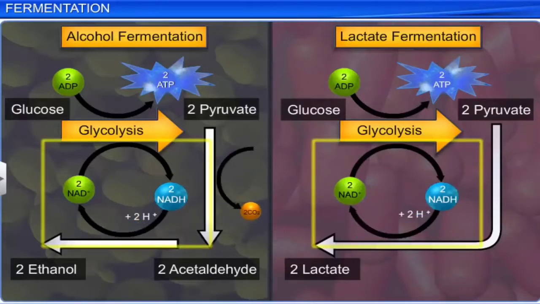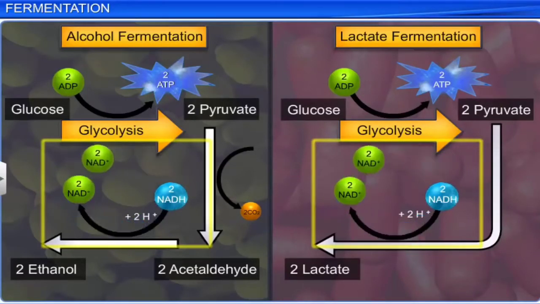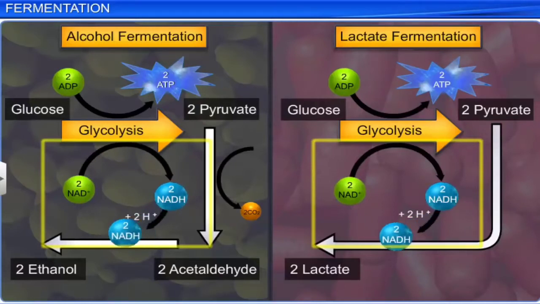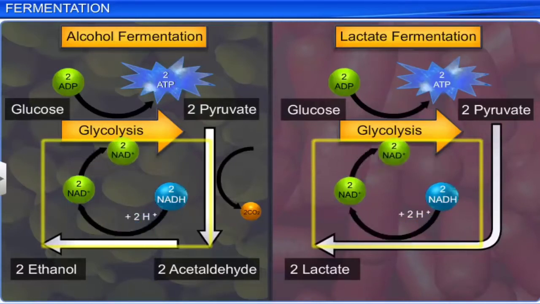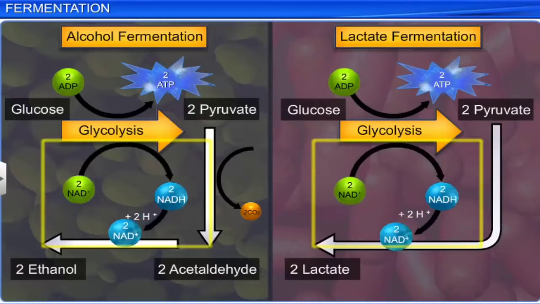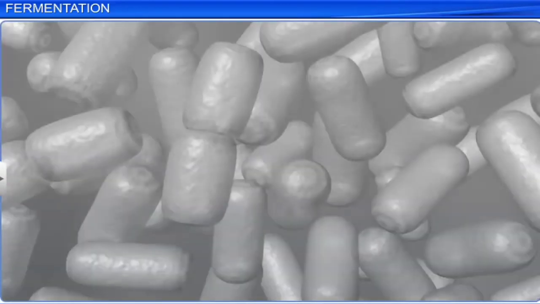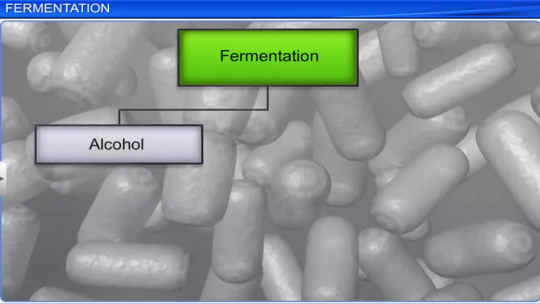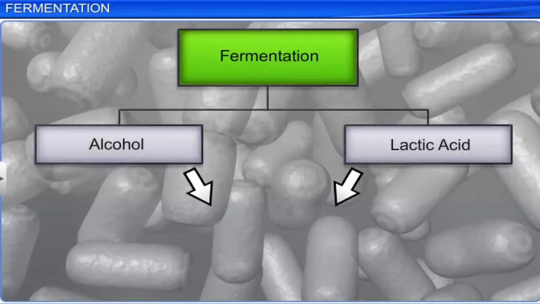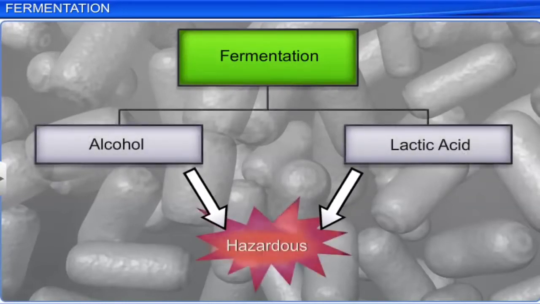In anaerobic respiration, the NADH formed is reoxidized. Thus, the synthesis of ATP from NADH molecules similar to aerobic respiration is also not possible. Also, the products formed are either alcohol or lactic acid, which is hazardous in nature.